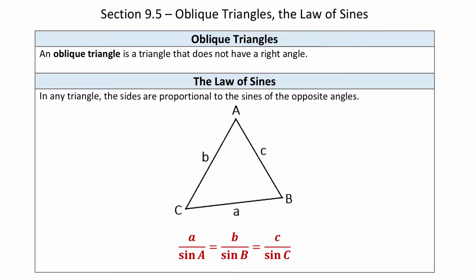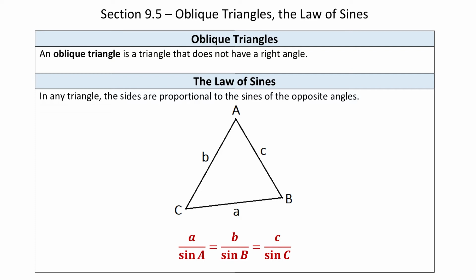This is section 9.5, Oblique Triangles, the Law of Sines. So let's see what is an oblique triangle. An oblique triangle is a triangle that does not have a right angle. Before, we solved right triangles using trigonometric functions, but in this section we will solve oblique triangles.